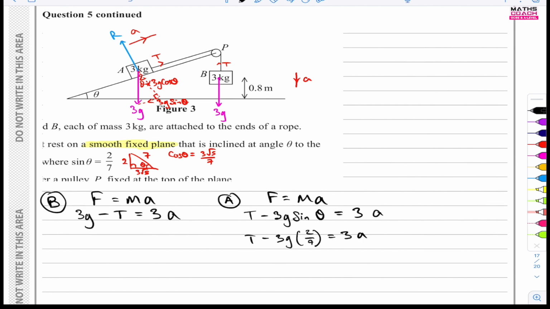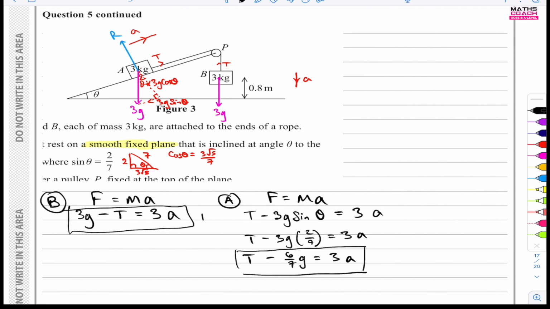I'll just keep it as it is actually. So T minus 6/7g equals 3a. So that's our second equation. That's the first equation. Now, to work out what the tension is, first we're going to work out the acceleration by adding those two equations together.